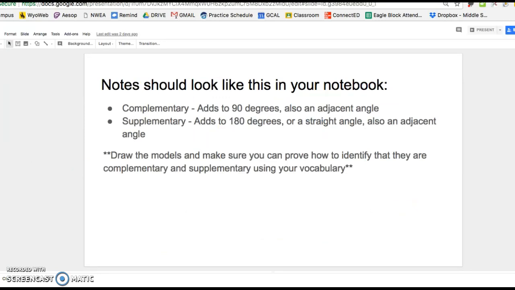So I've put these slides in, especially since I'm doing a video, because I wanted to make sure that your notes were really accurate because I'm not there to kind of guide you. So in your notebook, this is exactly what I'd have written down. So complementary adds to 90, also an adjacent angle with that model. And then same thing with supplementary, it adds to 180 or a straight line. This is also an adjacent angle.